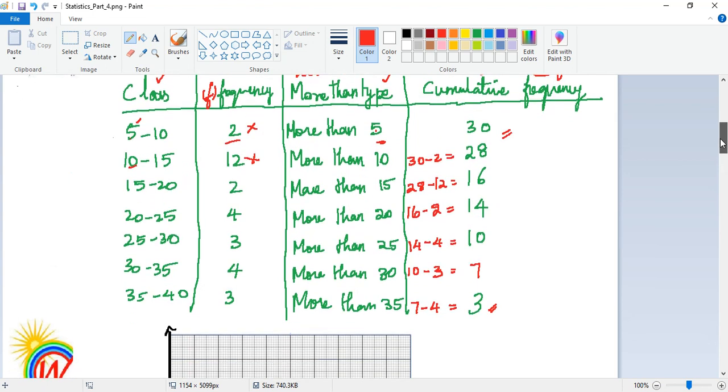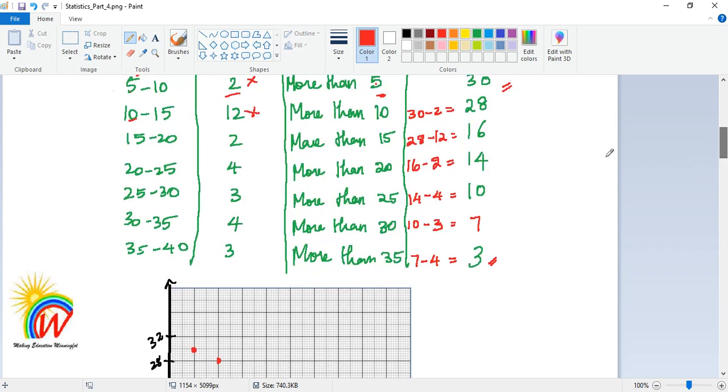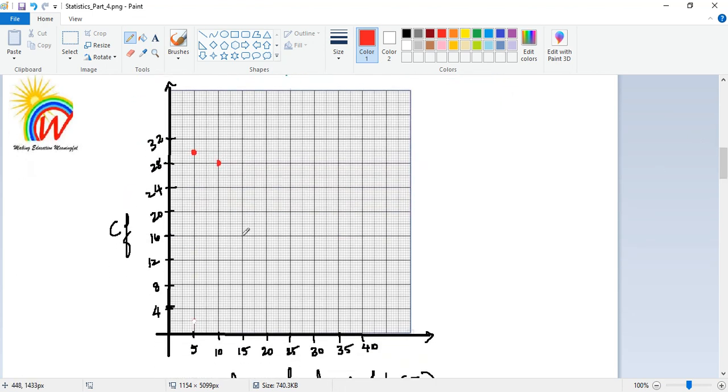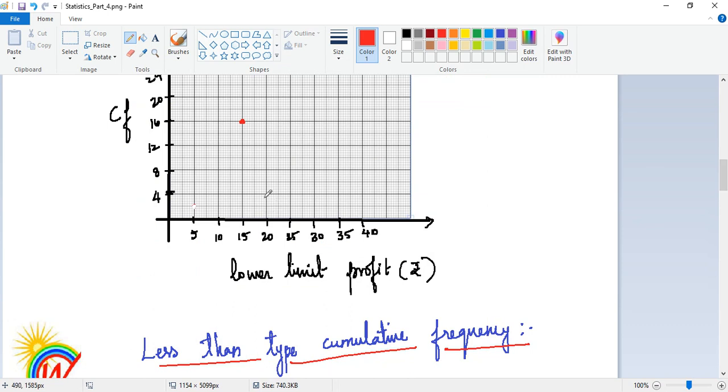For 10 it is 28. So for 10, 28 is over here. Then you have the third one, that is for 15 you have 16. So for 15 you come to 16, it is over here. And then for the next one, for 20 you have 14. So for 20, 14 is over here, between 12 and 16.